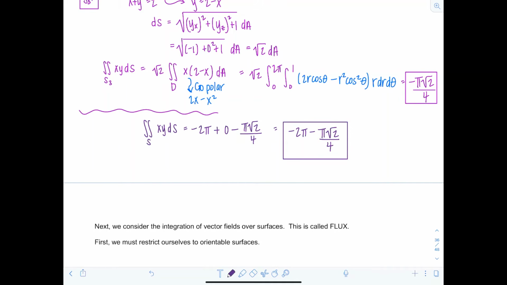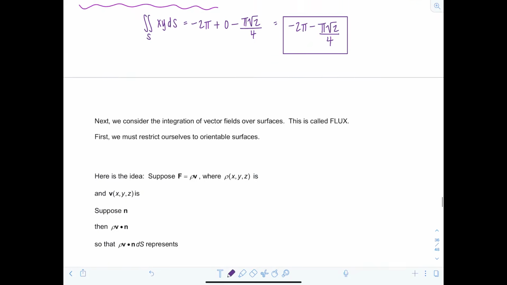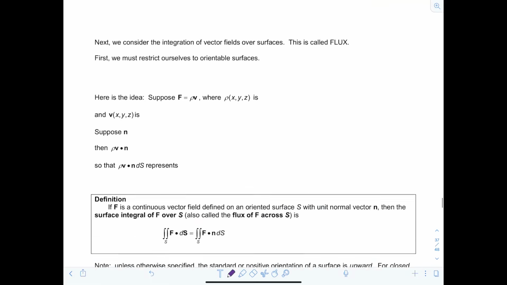Okay, so we've done a few examples now of integrating functions over surfaces. But remember, I told you we were going to look at integrating vector fields over surfaces. Well, that is called flux, all right? First, let's talk about what flux is and how we are able to evaluate it.